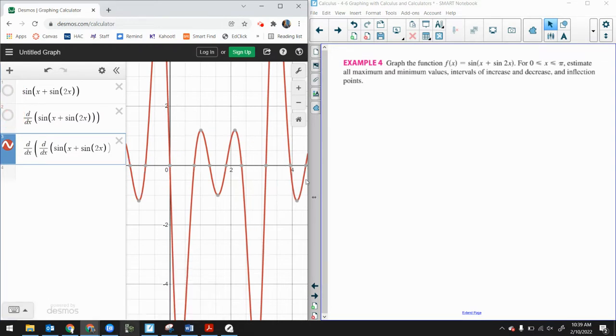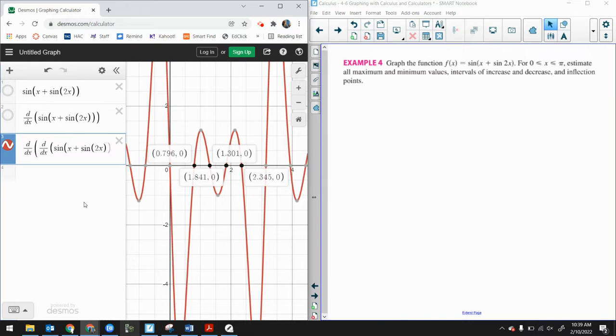Now, I'm seeing a big jumbled mess right there, though. Let's take that out. 0 to pi. You know what all these zeros are? Those are inflection points. I have 4 inflection points just from 0 to pi.